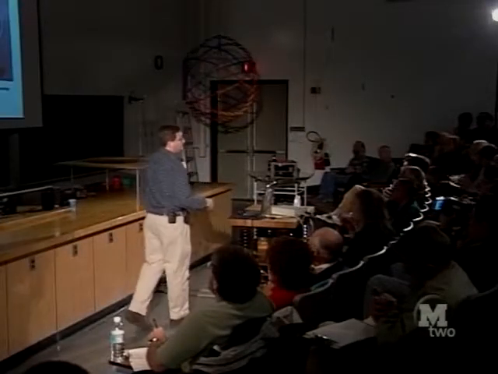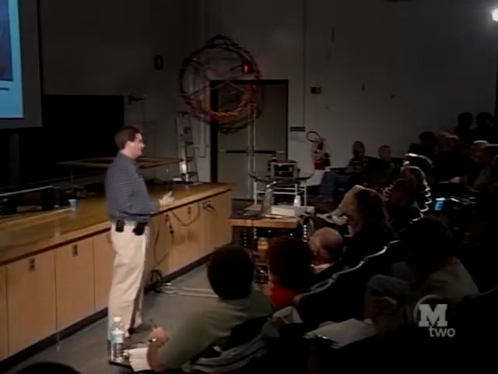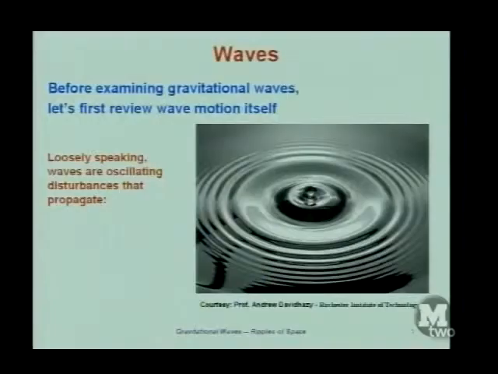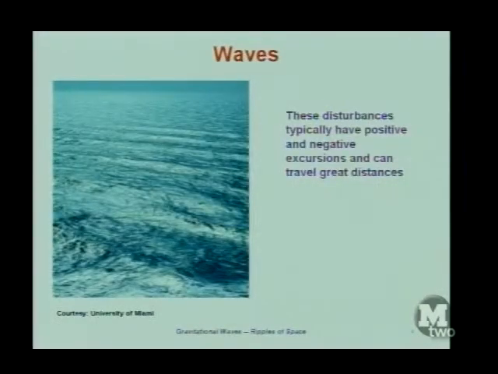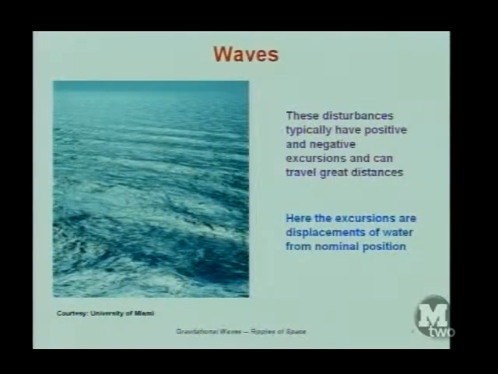Loosely speaking, waves are oscillating disturbances that propagate, and a classic example would be ripples on a pond. These ripples propagate out to the edges of the pond. They may reflect off the edges of the pond. And on a larger scale, we have ocean waves. These disturbances can propagate very long distances across the Pacific Ocean, for example. Typically, waves have excursions that are either positive or negative, not always, but typically that's the case. And in this case, the excursions that describe this wave motion are displacements of water from nominal position.